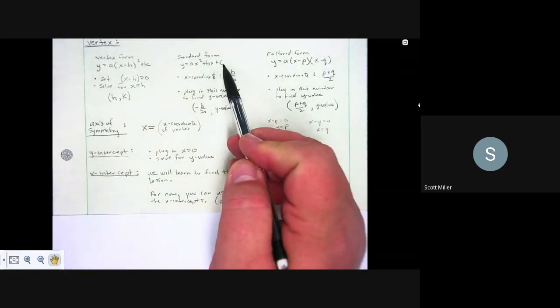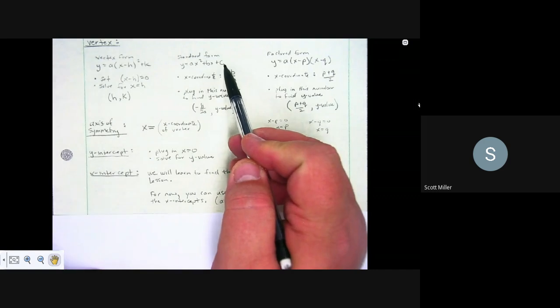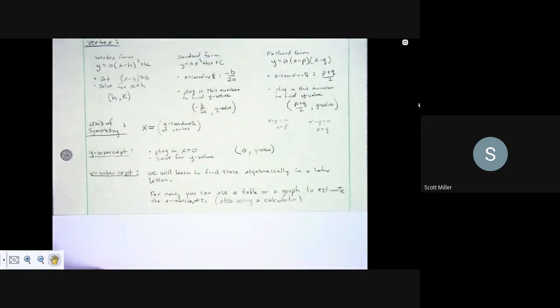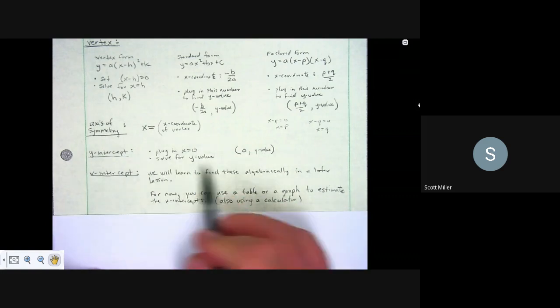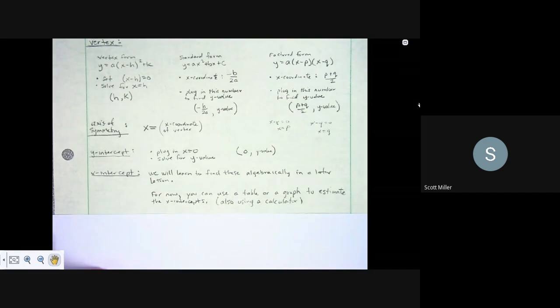The y-intercept, I mean, you can find quicker ways like this over here. The y-intercept is whatever c is in this one. But the other ones are a little bit more involved, so you can find all of them with the same technique, which is simply plug in 0 for x. You plug in 0 for x, you solve for the y value, and that is your y-intercept. Okay? So that's how you do those.